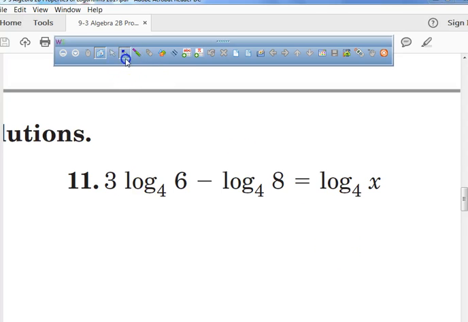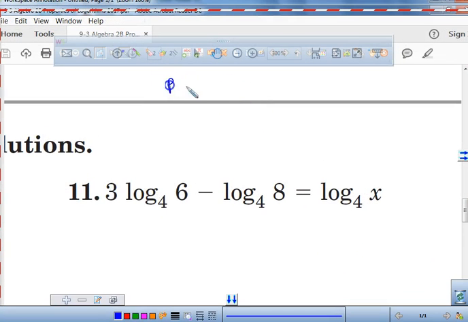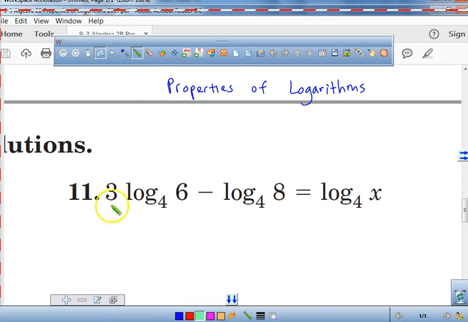Today, everybody, we are going to be applying what's called the properties of logarithms. Yes, we're going to be doing problem number 11 in your journal right now. Now, first number that I'm going to highlight as I scan through this problem is number 3, which is directly in front of this log.